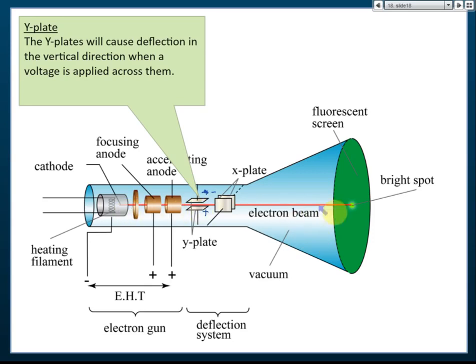When the electron reaches this fluorescent screen, it collides with the fluorescent screen, and after it collides, the kinetic energy changes to light energy. The light energy is absorbed by this fluorescent substance and then produces this bright spot on the screen.